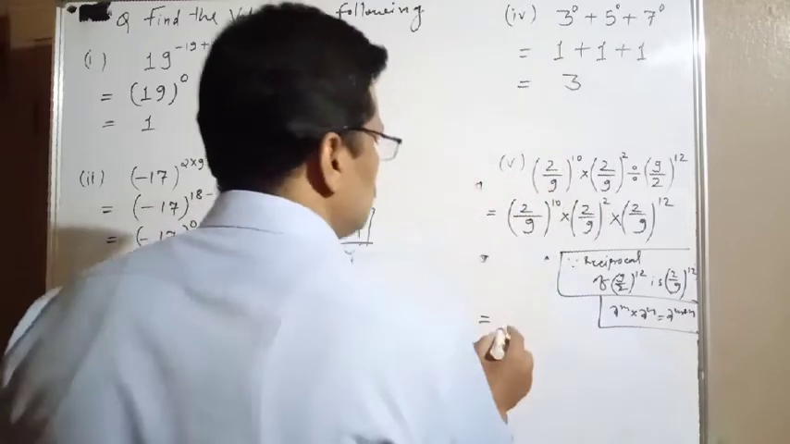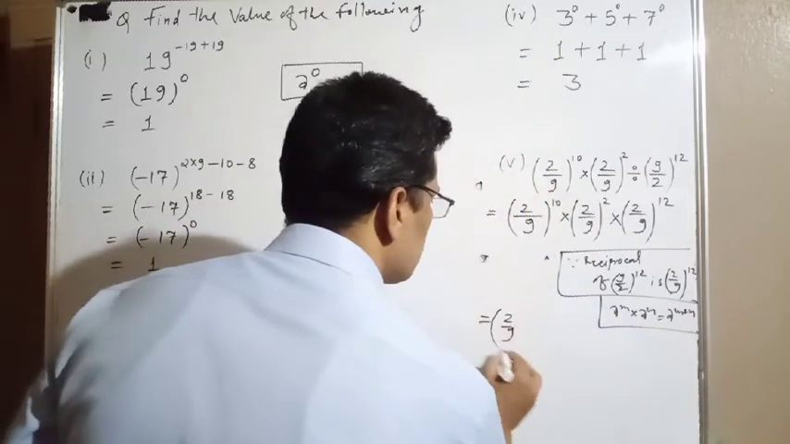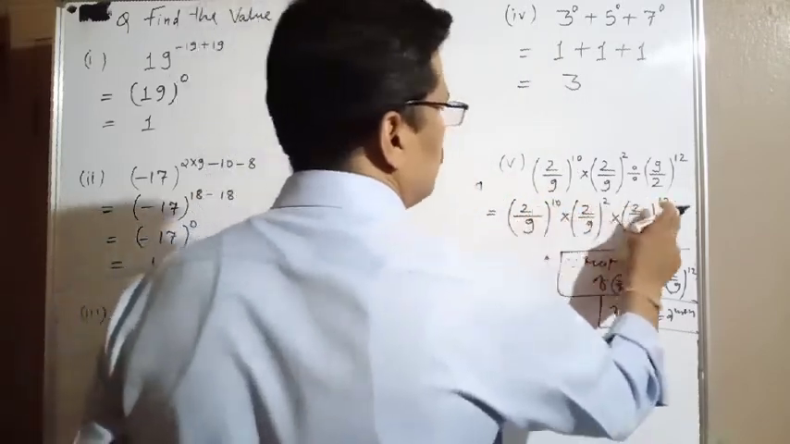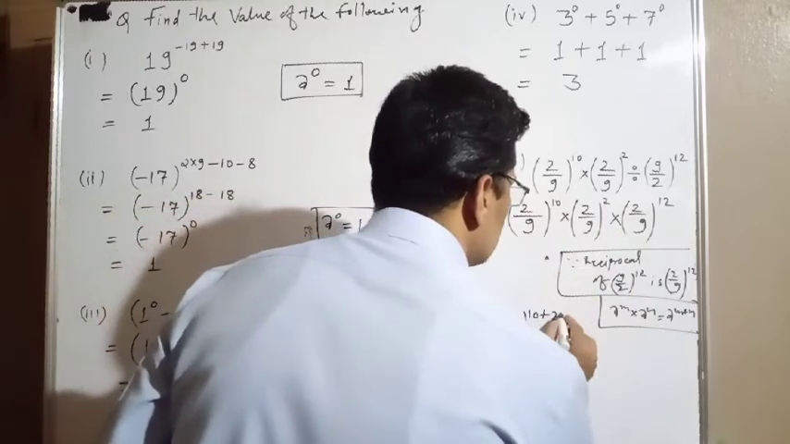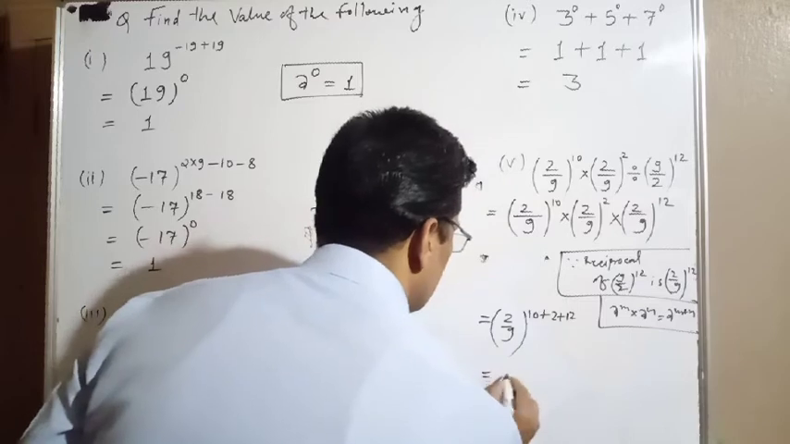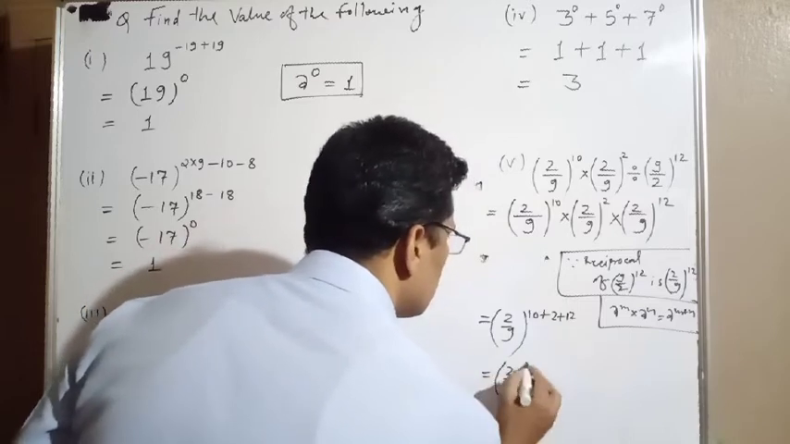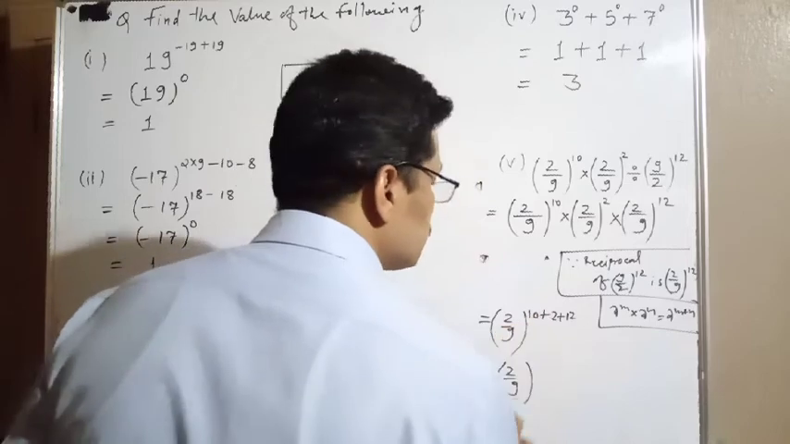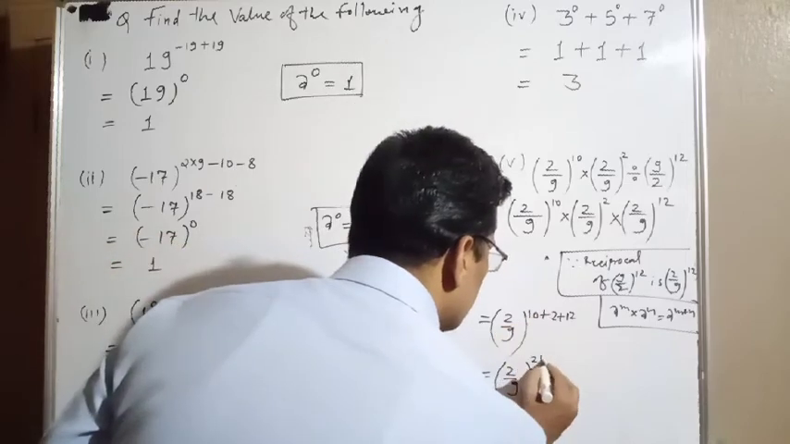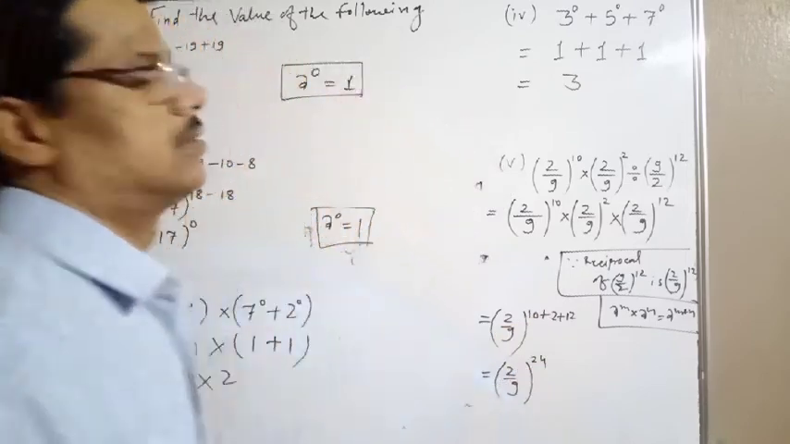So here you can write 2 upon 9, and all these powers will be added. 10 plus 2 plus 12 gives 24. It becomes 2 upon 9 power 24. This is your answer. Got it?